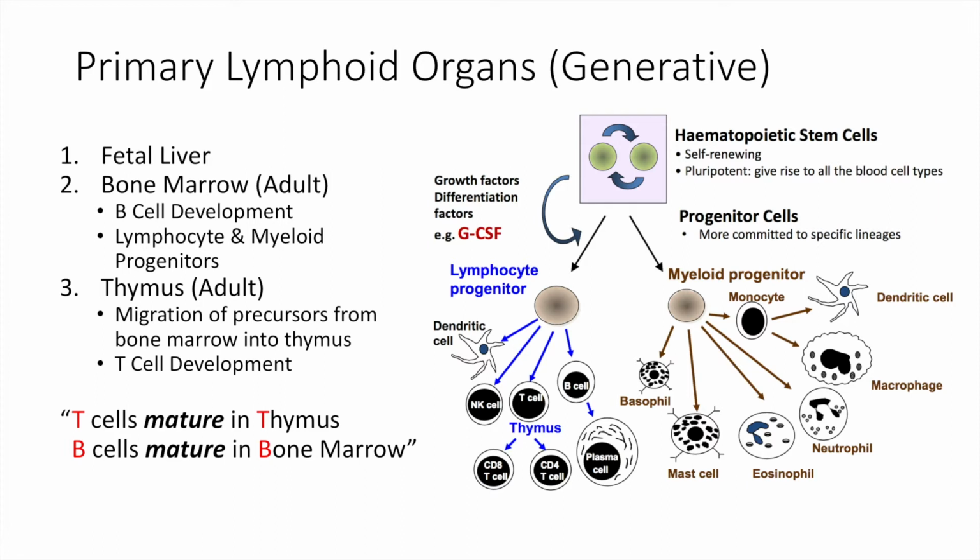marrow, and thymus. The fetal liver is only active in hematopoiesis, in the generation of lymphocytes, during the fetal stage, which means when you're a fetus. Bone marrow is active in maturing B lymphocytes. The thymus is active in maturing T lymphocytes. You do note that actually T cells derive from hematopoietic stem cells in the bone marrow, and then these precursors migrate into the thymus for further development.